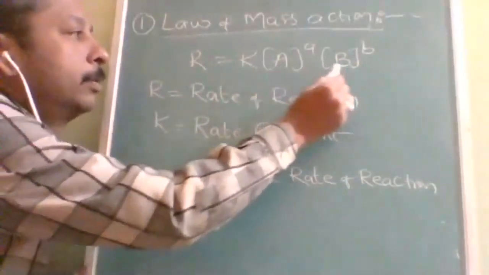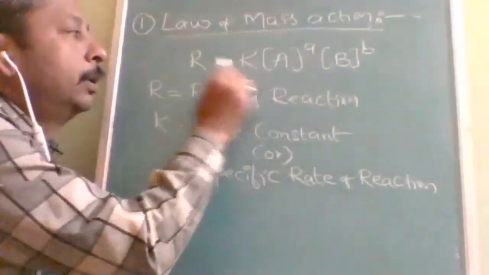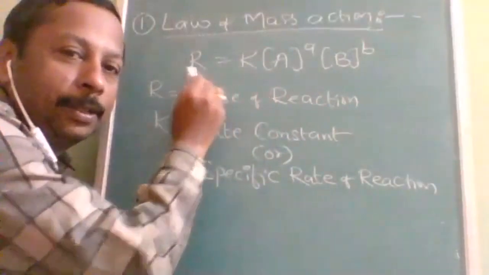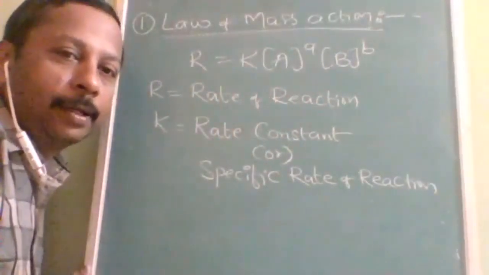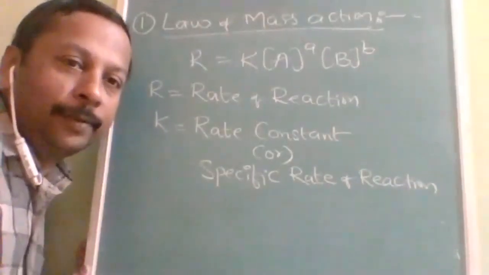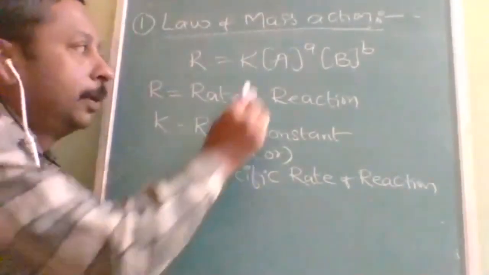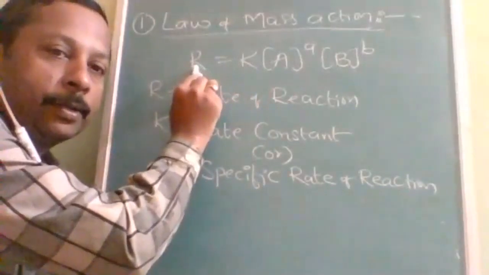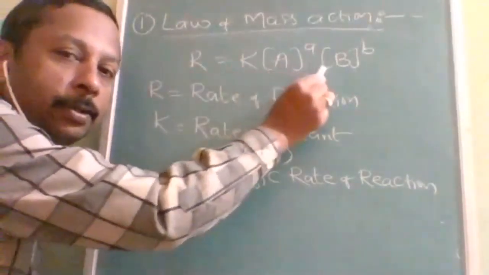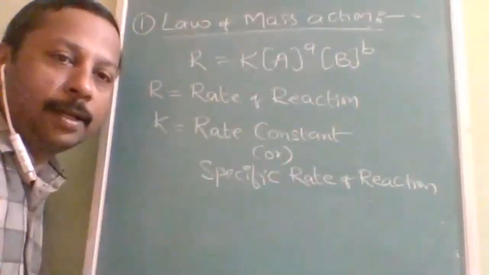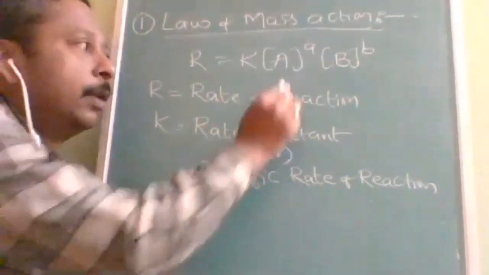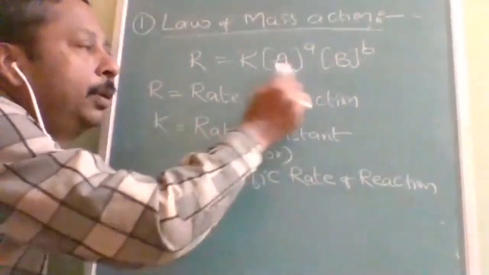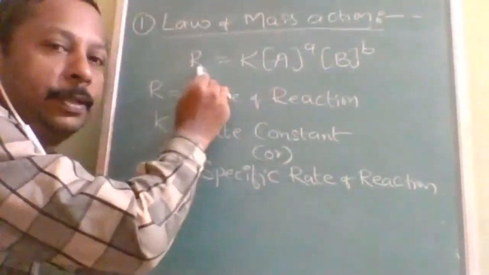See, when this becomes 1, then this also becomes 1, then this becomes this. So when this and this become 1, then this becomes this. That is called the specific rate of reaction. If you don't understand, don't worry, I will explain now. Specific rate constant or specific rate of reaction is equal to the rate of reaction when the concentration of all reactants are taken as unity. That means this is one molarity, this is one molarity. So 1 to the power of something will be 1 only, so this is equal to R.